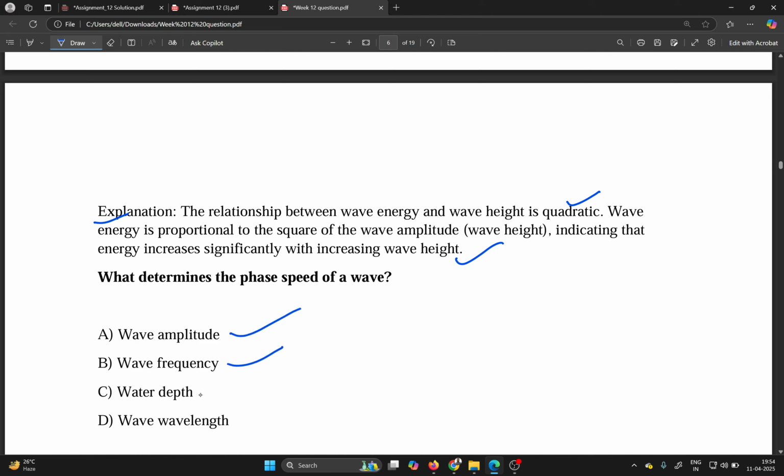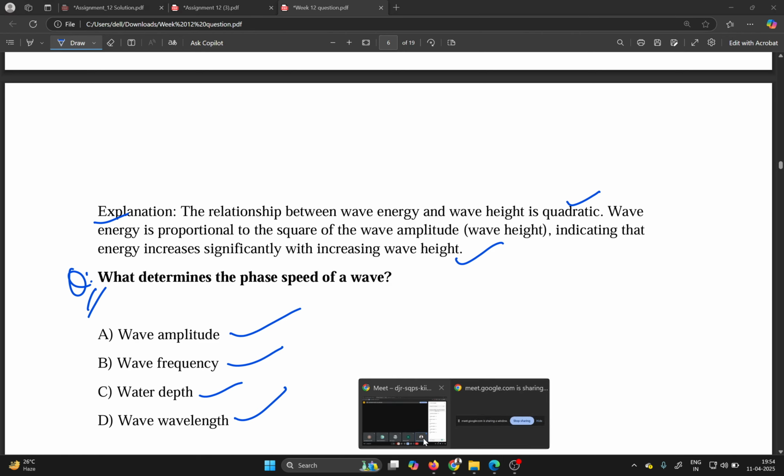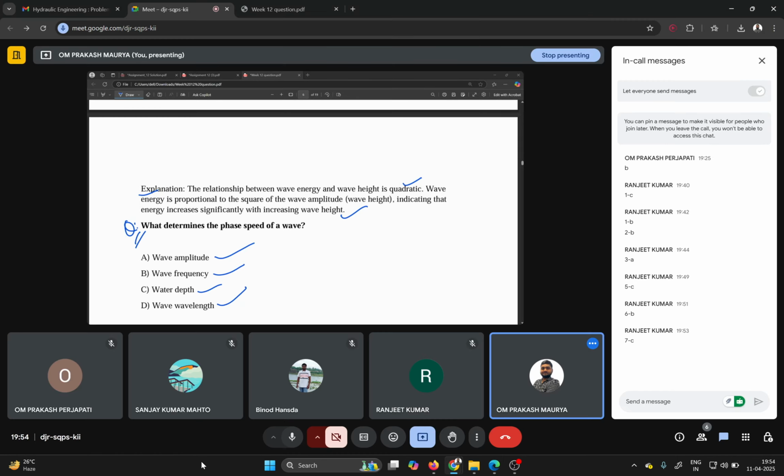Wave amplitude, wave frequency, water depth and wavelength. So anyone can write the answer for this question. What determines the phase speed of a wave? So just anyone can write.